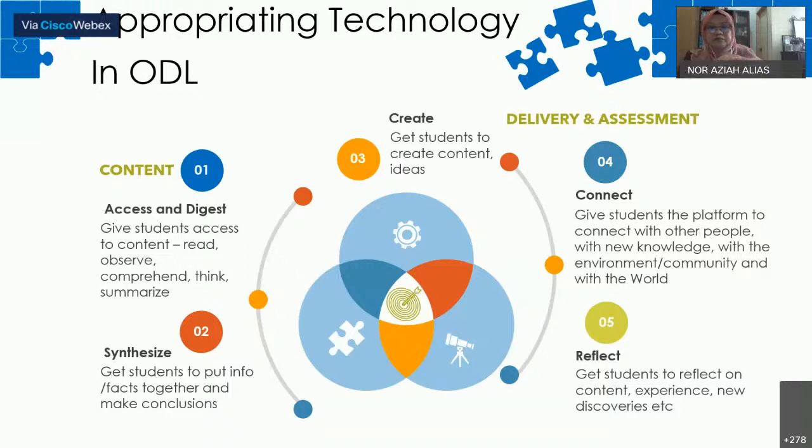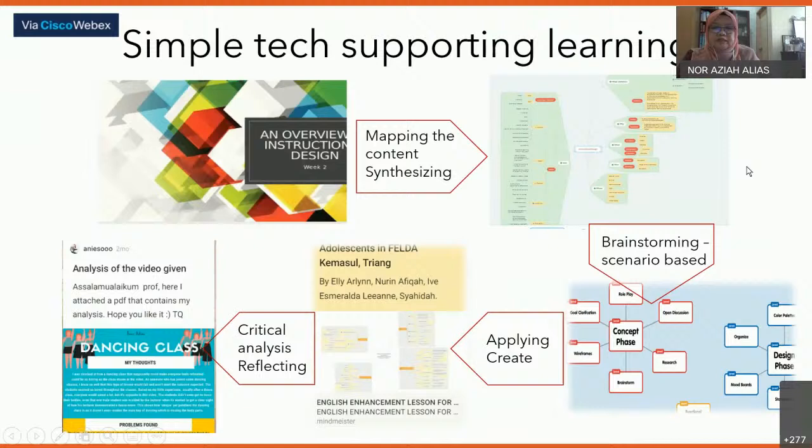But sometimes, if you do that for over 14 weeks, maybe after a while, students get a little, you know, bored, unless you can really vary what you do on Telegram. So you got to change the technology. And technology is needed for students to reflect on the content, on the experience, and what they discover in your course. So when we do this, sometimes you just need simple technology.